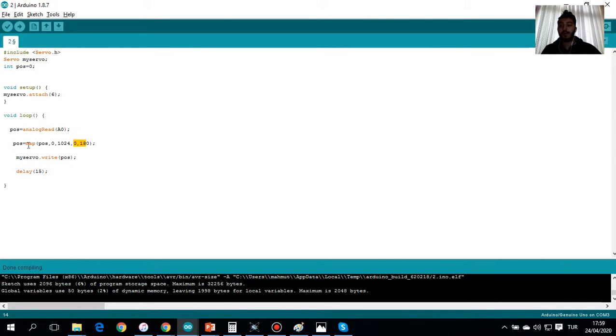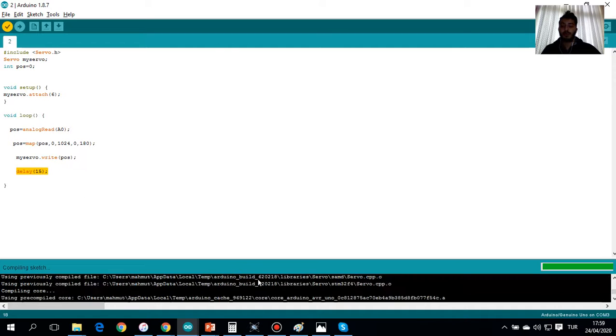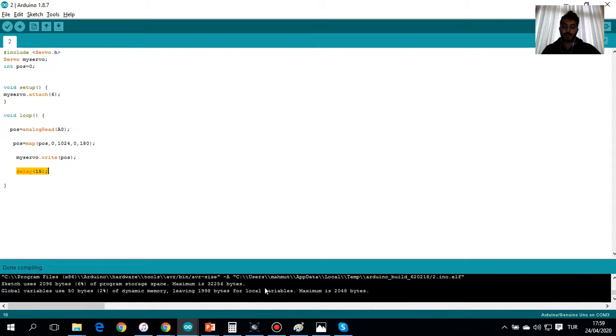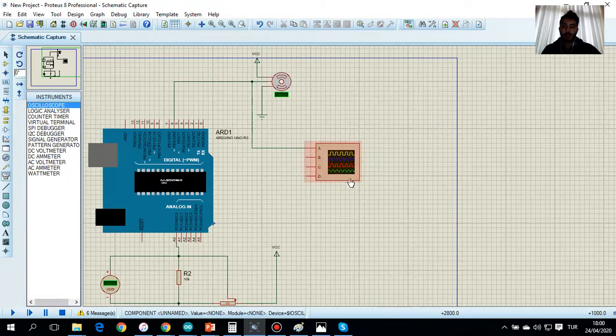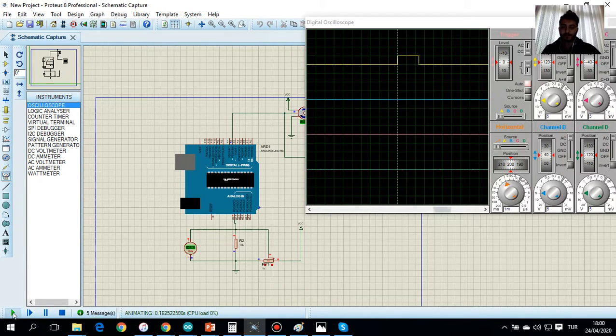Just called the map. With the map, I'm going to make that conversion and put it in the position variable, and I'm going to write my position to my servo. It means pin 6, and I will put a delay of 15 milliseconds to read the output better. It's going to be more understandable. Let's verify and compile our program and see whether it works properly. Okay, compiling is done. Then I'm ready to run my project, and let's start the simulation.